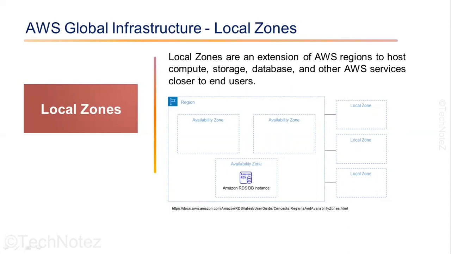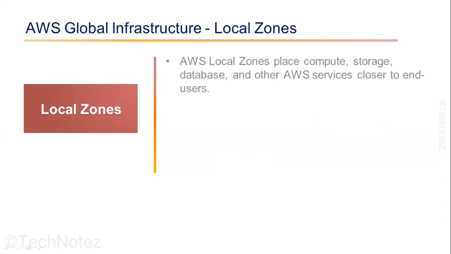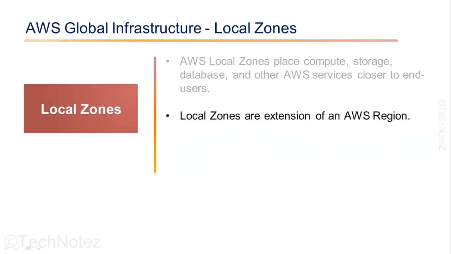Local zones are like mini data centers that place compute, storage, database, and other AWS services closer to end users. You can place resources such as compute and storage at multiple locations closer to the end users. AWS local zones place compute, storage, database, and other AWS services closer to end users. Each local zone is an extension of an AWS region. Local zones provide a high bandwidth and secure connection between local workloads and those running in the AWS region.